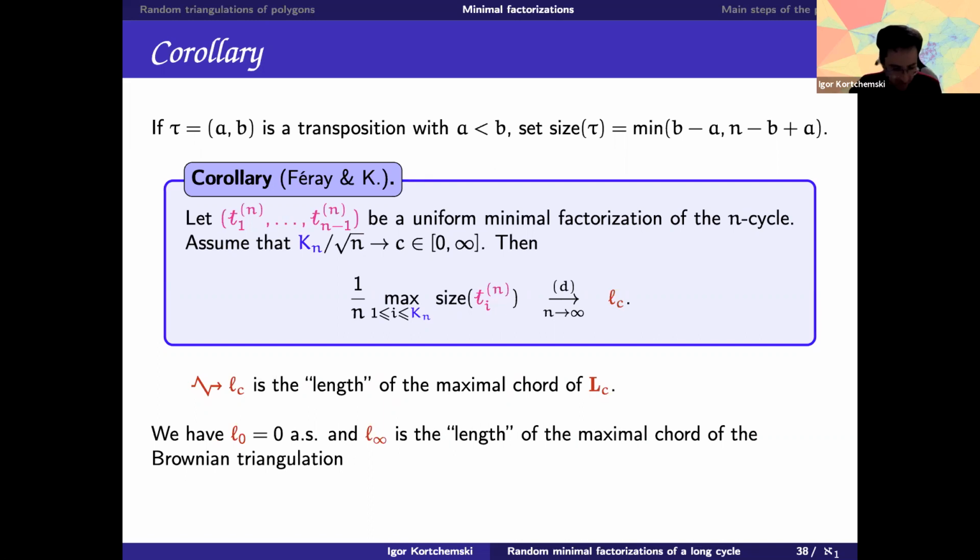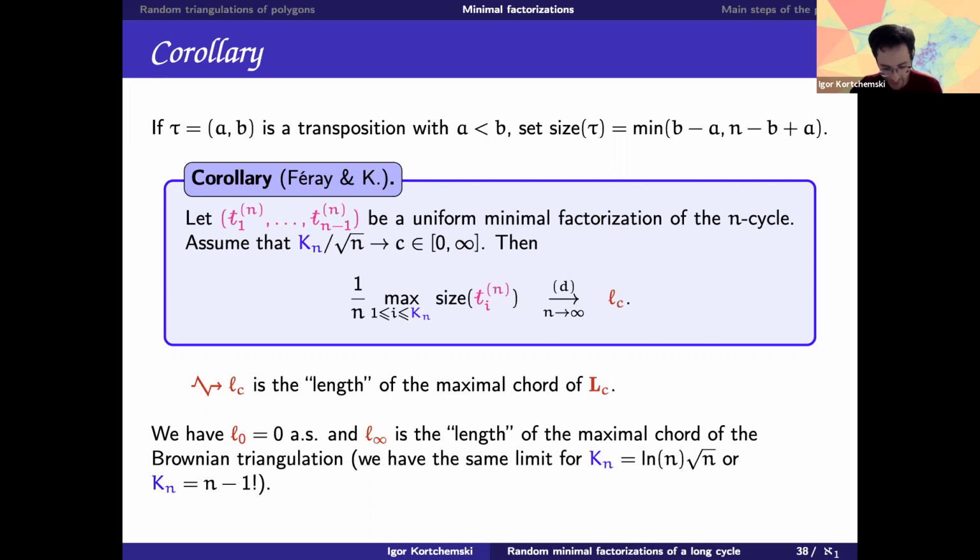For C equals 0, L0 is just 0, and L infinity is the length of the maximal chord of the Brownian triangulation, which I showed you explicitly before. So this result allows you to understand the behavior of the largest size of a transposition, which you have read when reading one after the other the transpositions of a uniform minimal factorization of the n cycle. So it's a nice combinatorial result.